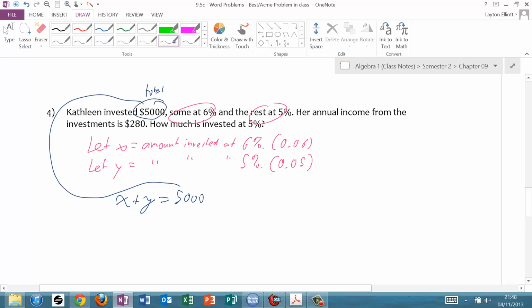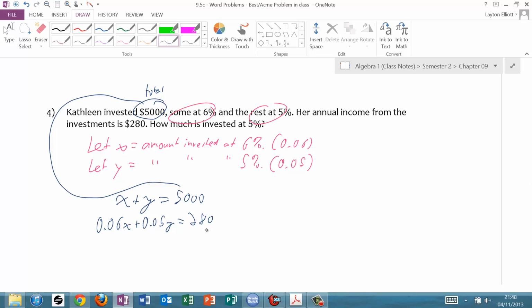Then we have the interest one, where we take the 6% times X plus the 5% times Y, and you get the amount of money you made off the investment. And that would just be a small $280, because you don't make a lot off of investments right away, it just comes later.